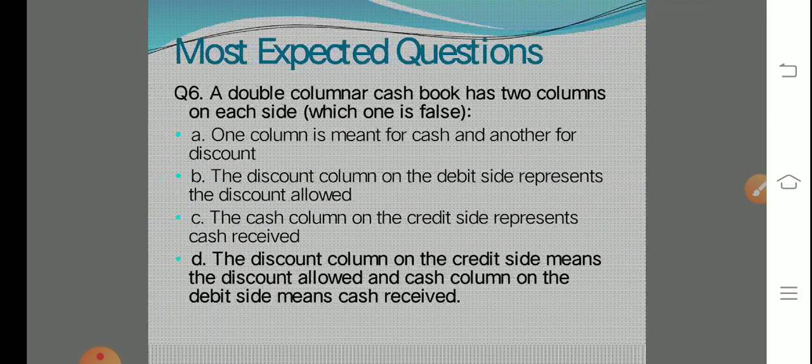The correct answer is D. The discount column on the credit side means the discount allowed and discount column on the debit side means cash received. So this is an incorrect statement. Rest A, B and C are correct statements for double columnar cash book.